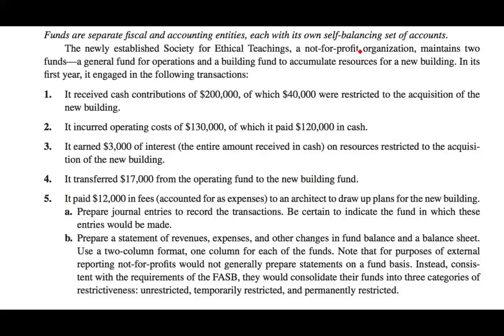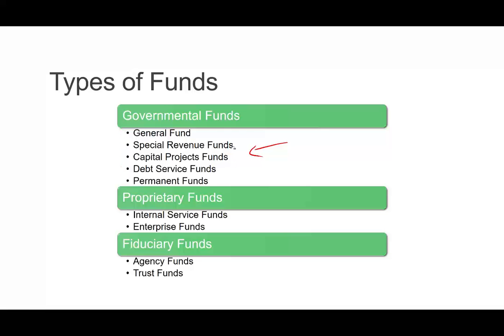We're going to call this a government organization rather than not-for-profit. They maintain two funds, a general fund for operation. Obviously you'll always have a general fund, and a building fund to accumulate resources for the new building. So we're dealing with two funds. And basically what we're looking at here is this. In this example, we're limiting ourselves to two funds.